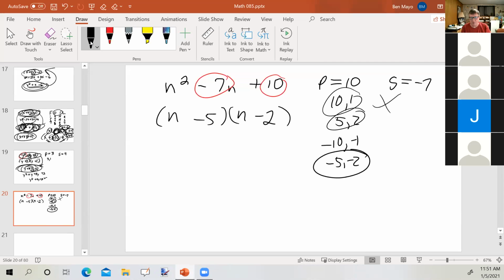Did you see how I went through that by looking at the signs? If the product is positive, the numbers have to have the same sign. If the sum is positive, they'd both be positive. If the sum is negative, the numbers would both have to be negative. All right, let's keep going.